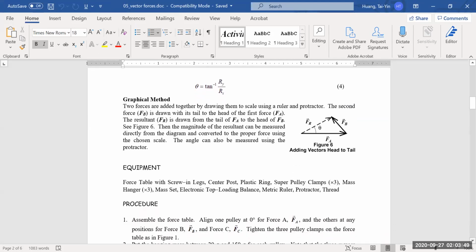So we're not going to do that. So we're not doing this. Okay, the graphical method.